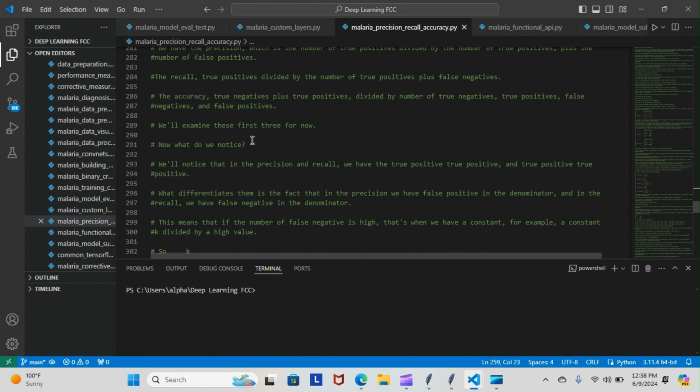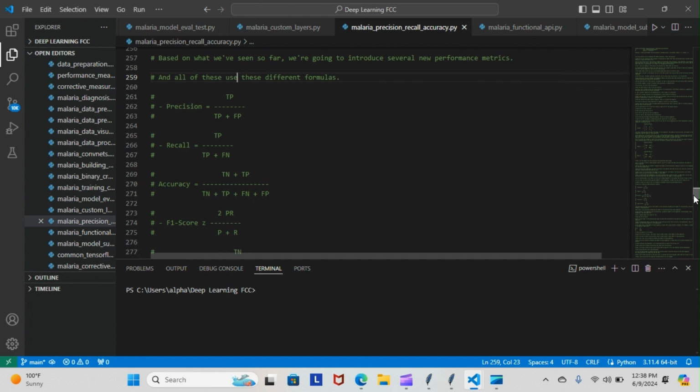Now, we're only going to examine the first three at first. So, what do we notice? We'll notice that in the precision and recall, we have the true positive. You can see here we have the true positive in both the numerator and denominator in the precision, and then in the recall, we have the true positive in the numerator and denominator as well.